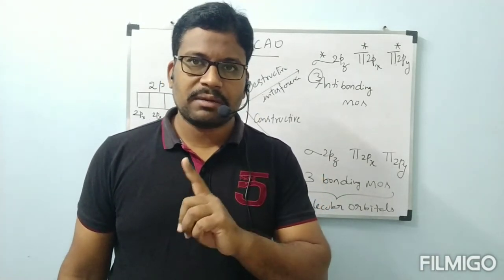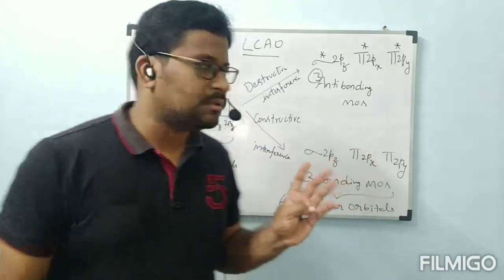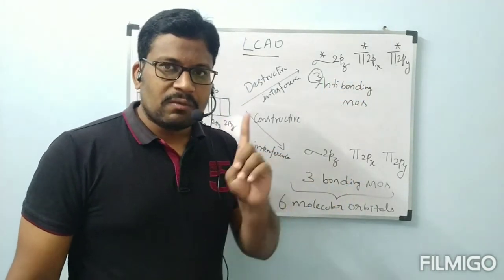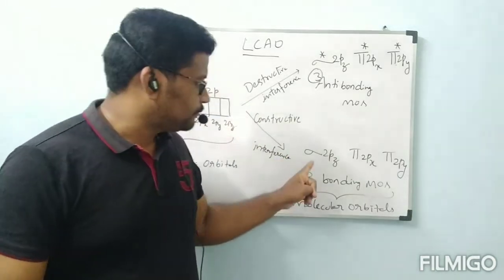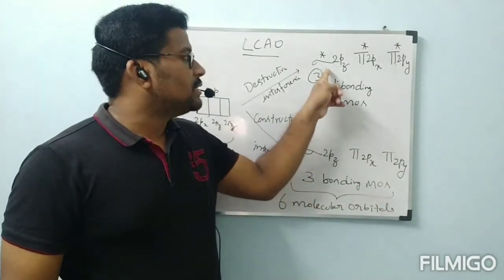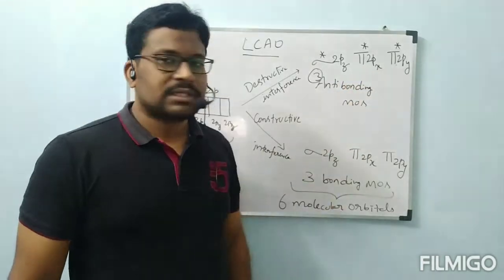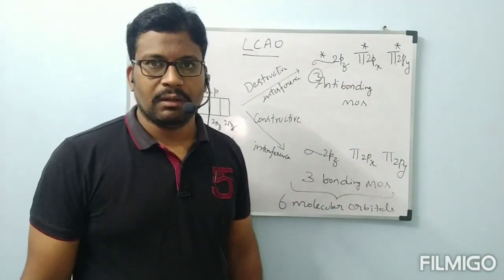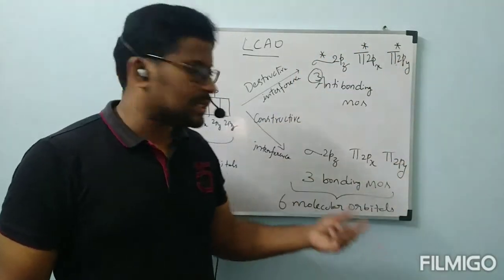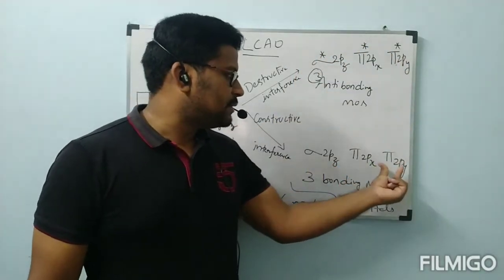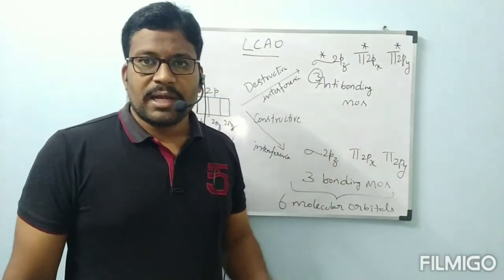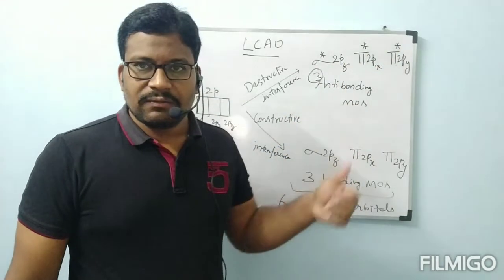Previously we went only with sigma, but here we have three orbitals now. So for remembering purpose, one must be sigma, and the remaining two are pi. Sigma 2pz, pi 2px, pi 2py. Sigma star 2pz, pi star 2px, pi star 2py. Totally 6 molecular orbitals: sigma 2pz, pi 2px, pi 2py, sigma star 2pz, pi star 2px, pi star 2py. What about these energies? We will discuss later.